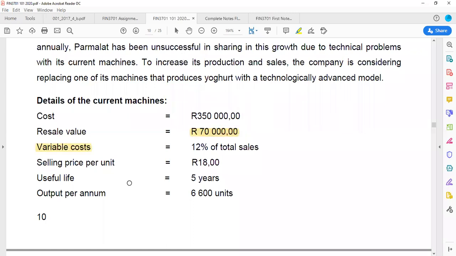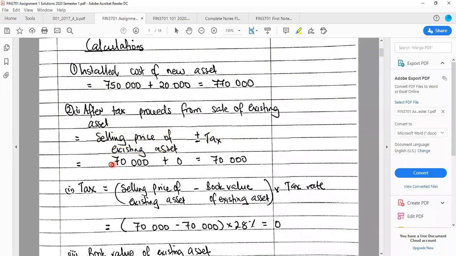So I'm going to highlight the values that we had. So we were given the 70,000, right? But we were not given the tax. We were just given a tax rate. So I had to calculate this value.